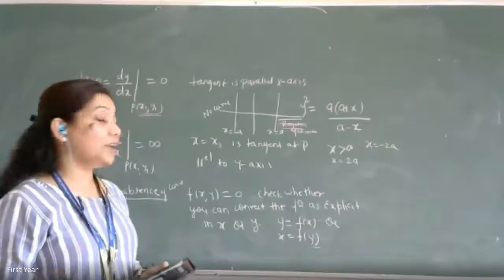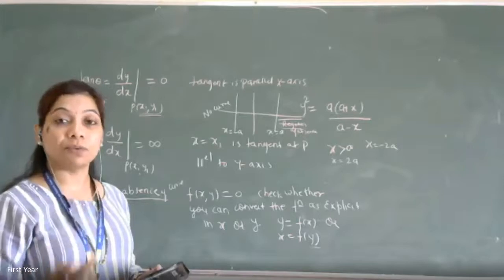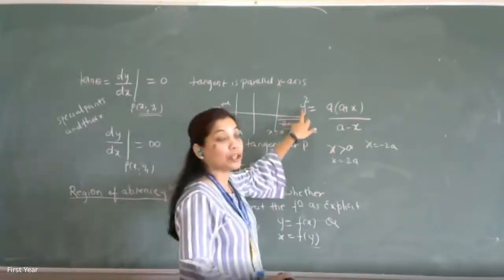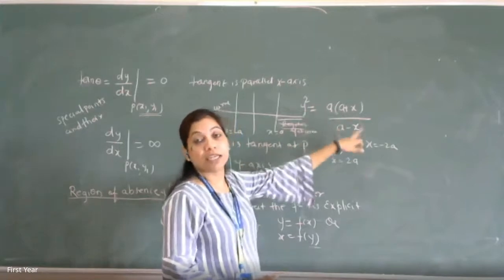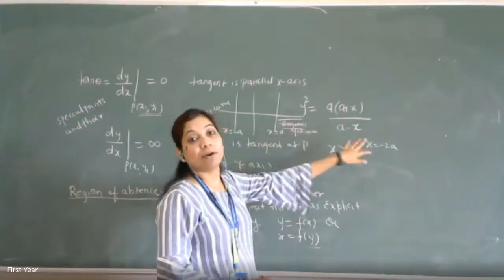Yes, ma'am. I have already given you this in the notes, so I am not going to write it out. But once you understand region of absence, it becomes easy to find if you are able to write y square in terms of x separately, explicitly, so that you can see where y square becomes negative.